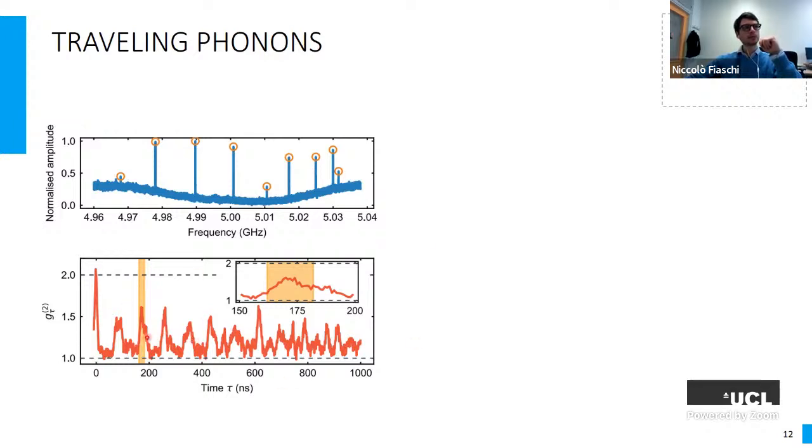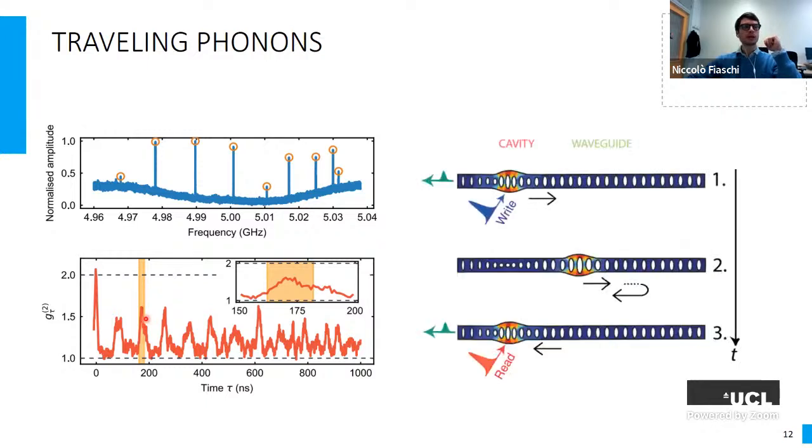This is coming from the paper. This was the bouncing peak, the reflected echo peak that we used to perform the experiment that I will explain soon. And this is just a cartoon picture to visualize a bit better what happens. If you send an optical pulse to write, the excitation is created in the cavity, then leaks into the waveguide, bounces back into the cavity, and then it can be remapped again into an optical field.